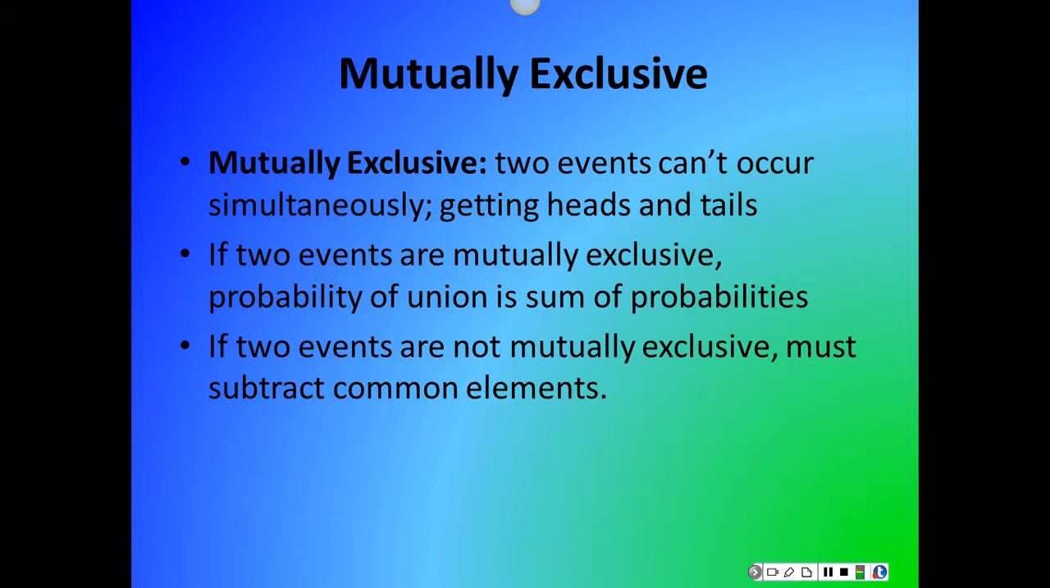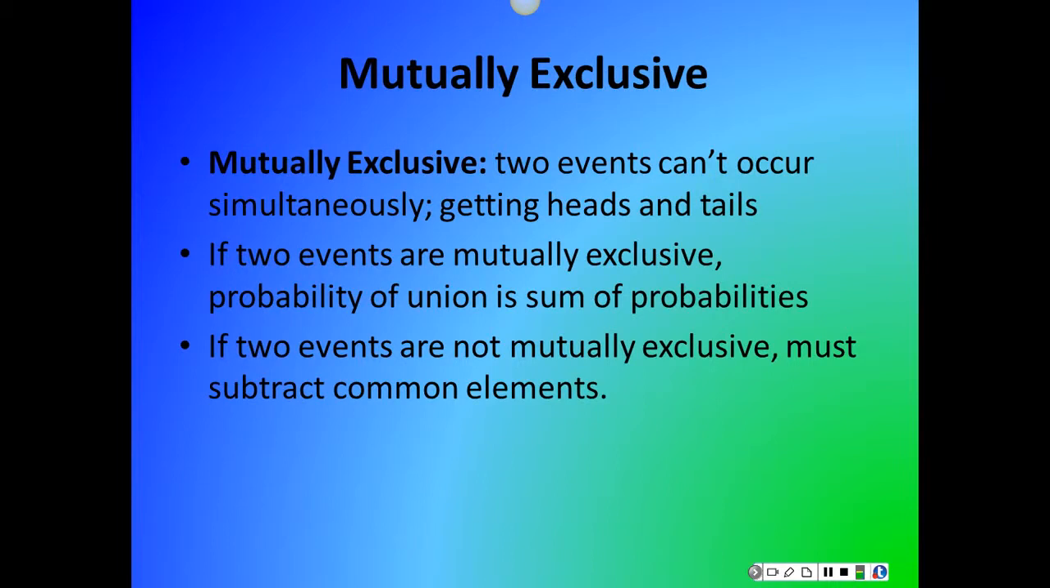And this brings us to the concept of mutually exclusives. Now when we get into probability of union, and probability of events, we want to consider the idea of mutually exclusive. What that means is two events can't occur simultaneously. For example, getting heads and tails at the same time. And this is an event, or two events, that are considered mutually exclusive. Again, it just can't happen at the same time.